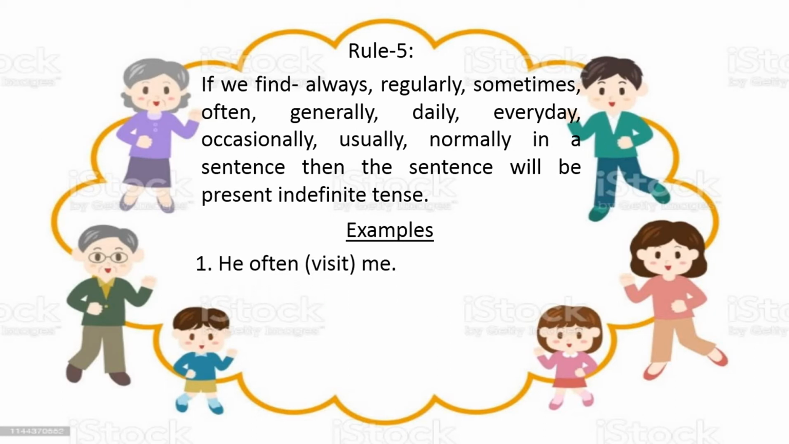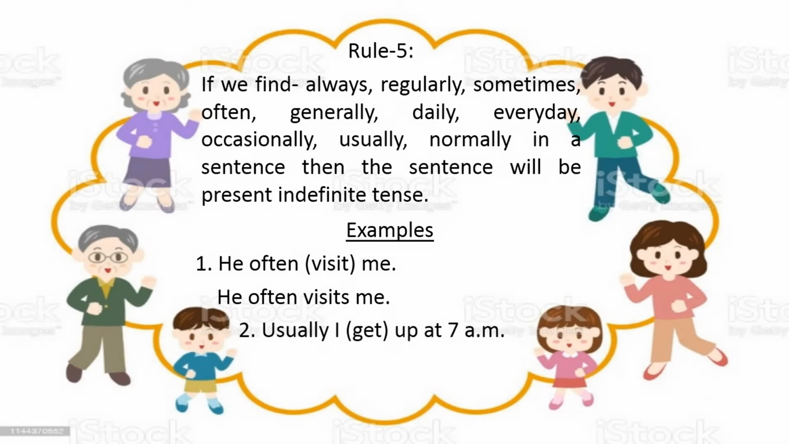He often (visit) me. Here we use often in the sentence, so the sentence will be present indefinite tense. The subject is third person singular number, so we use s with the verb. So he often visits me. Usually I (get) up at 7 a.m. Here we use usually, so that's why the sentence will go for present indefinite tense. In that case, the answer will be: usually I get up at 7 a.m.